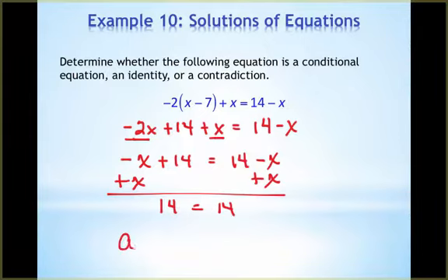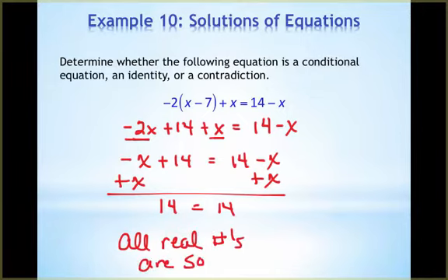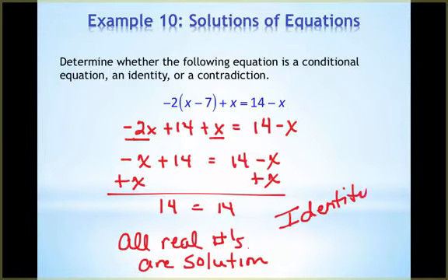So that means that all real numbers are a solution. So any value you pick for x will make this true. And when that happens, we call those equations identities. So this would be an example of an identity.